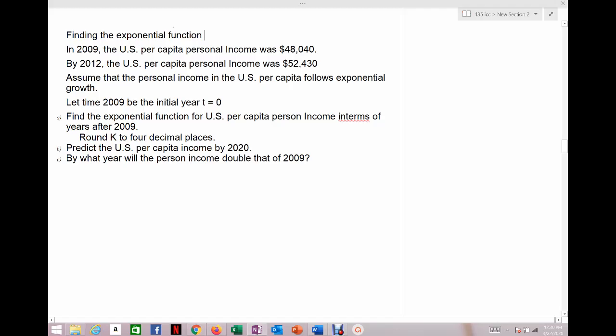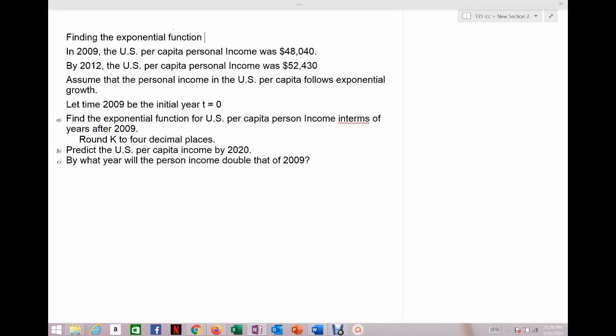Alright, on this set of notes, we're going to do applications of exponential growth, but on these applications, the growth constant will not be given to us. We actually have to find it.